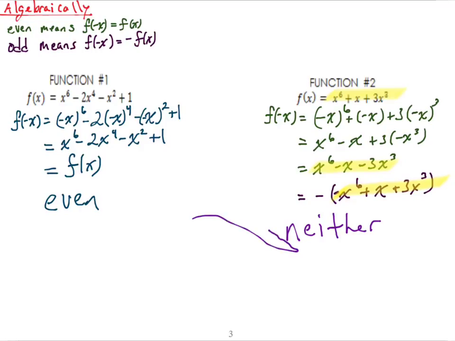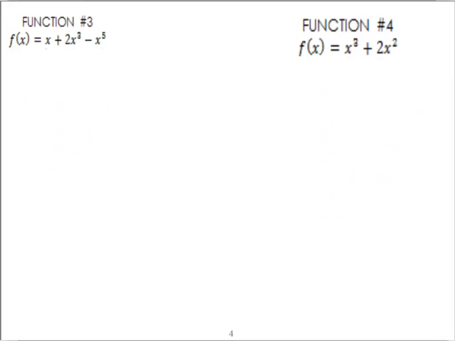Okay? Let's try 2 more and then it'll be all yours. All right, so we have function 3. I'd like you to actually do these 2 on your own and see what you get, for number 3 and number 4. I want you to tell me whether they're odd, even, or neither. Are you trying it? I said try it. Don't wait for the answer.